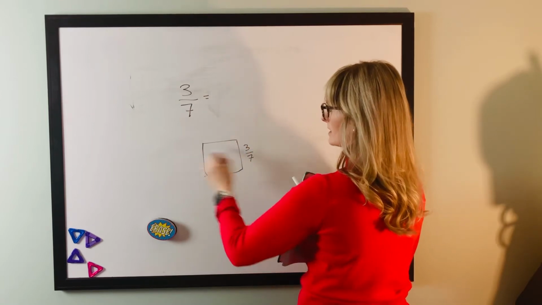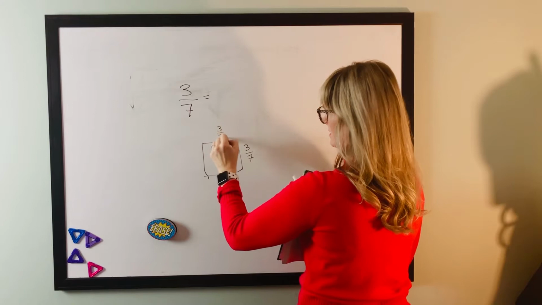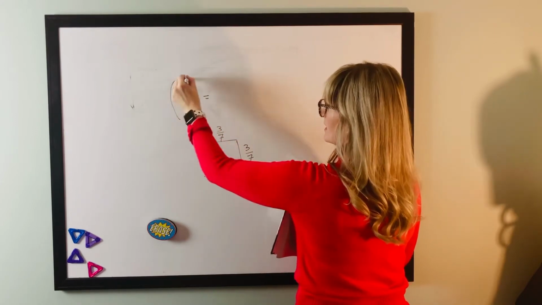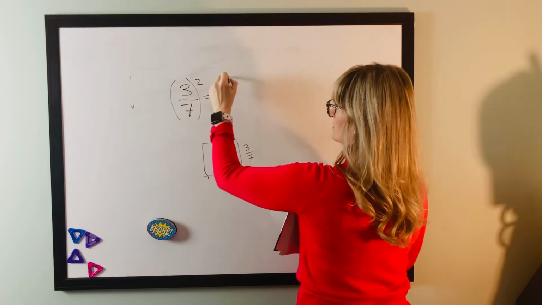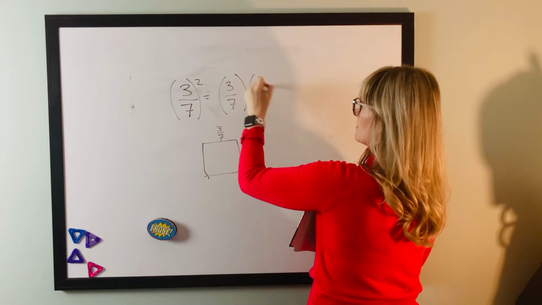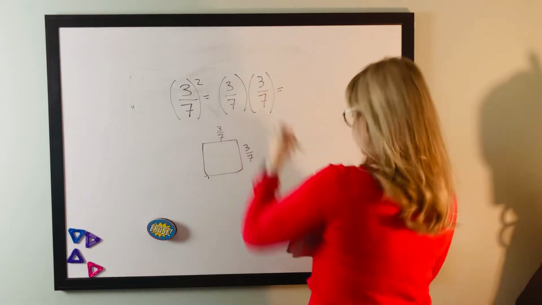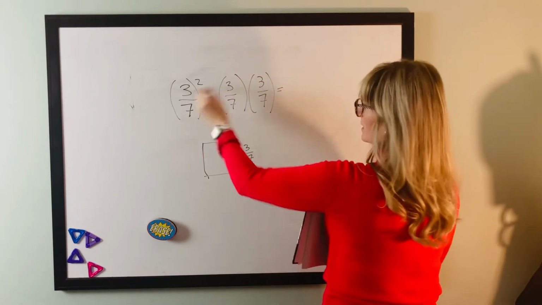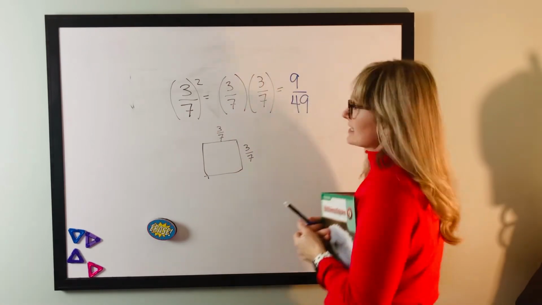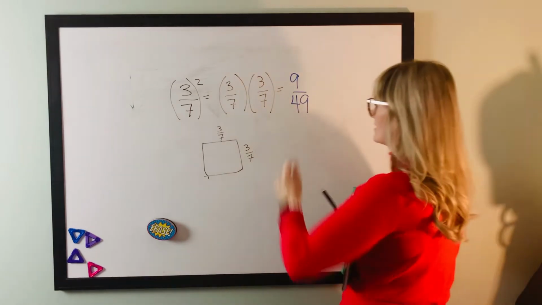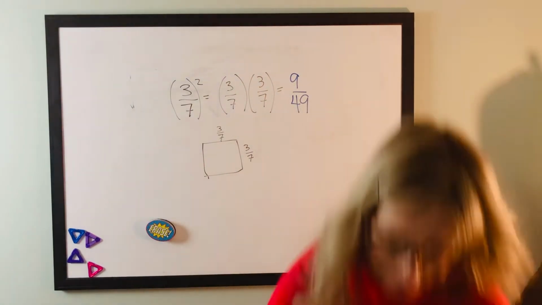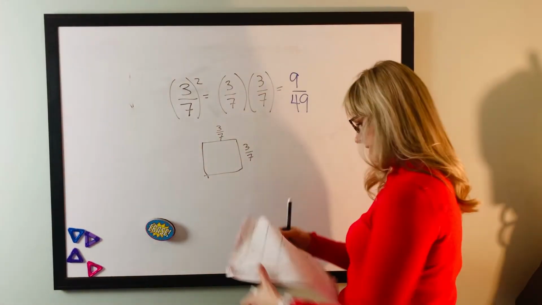How do we find the area? Well, we just take this times this to get this. So think of it as squaring it. Okay, so that's the same as saying 3/7 times 3/7. What is that? Well, 3 squared is 9. 7 squared is 49. That's it. 3 times 3 and 7 times 7. That's your answer. It's just the opposite of what we did before. Okay, let's have a look. What else do we have there?